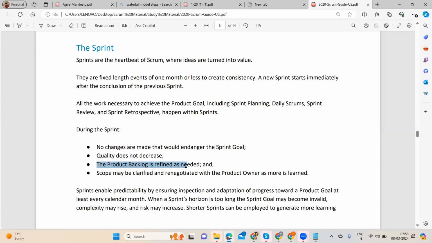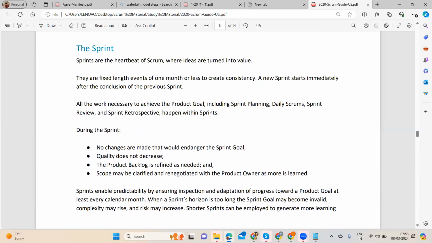The product backlog is refined as needed. We have the product backlog refinement meeting, which is not part of the scrum events, but alongside the scrum events we will be having the product backlog refinement meeting as well. Why do we have it? The name itself says refinement: we will refine the user stories to make sure that developers understand them and know what they need to do. Scope may be clarified and negotiated with the product owner as more is learned. Okay.